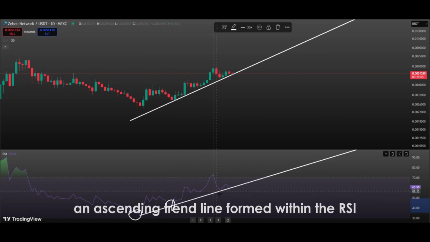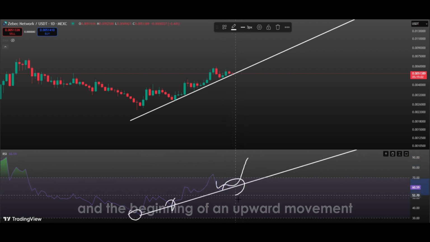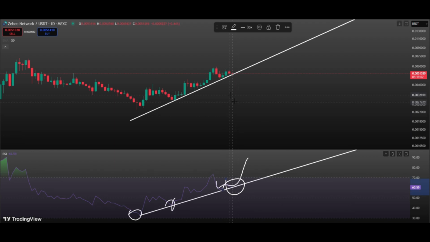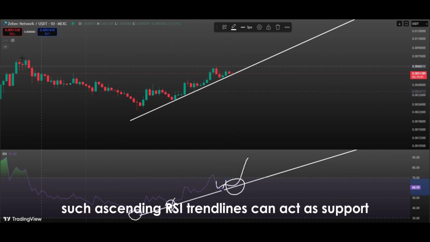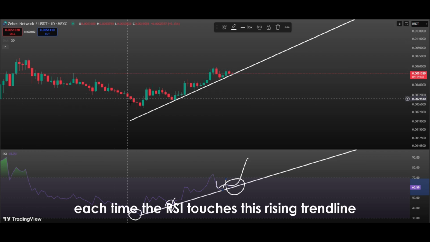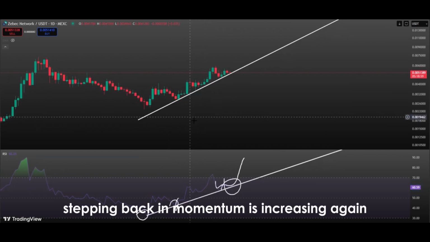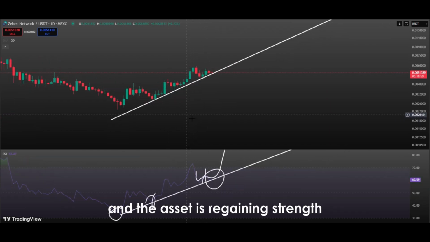In this context, an ascending trend line formed within the RSI is a critical structure, and the RSI touching this trend line could indicate potential strength and the beginning of an upward movement. Such ascending RSI trend lines can act as support, just like on a price chart. Each time the RSI touches this rising trend line, it may show that buyers are stepping back in, momentum is increasing again, and the asset is regaining strength.